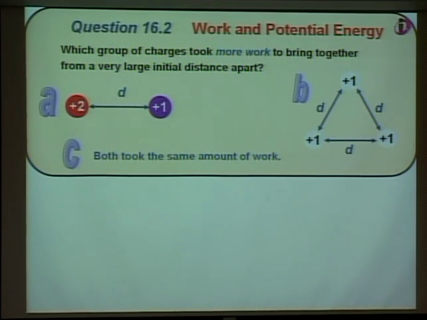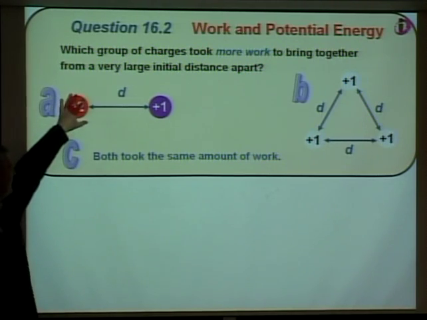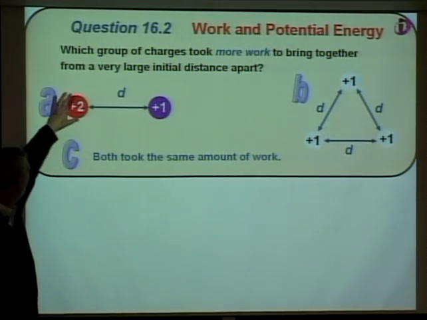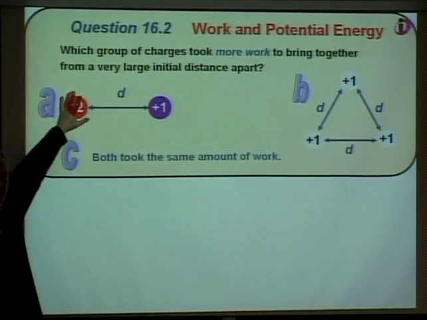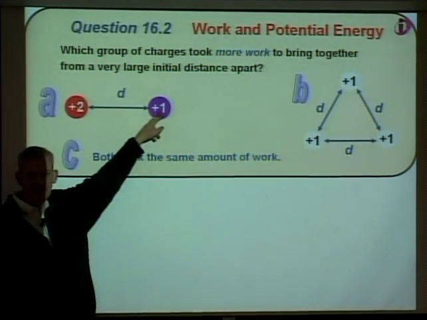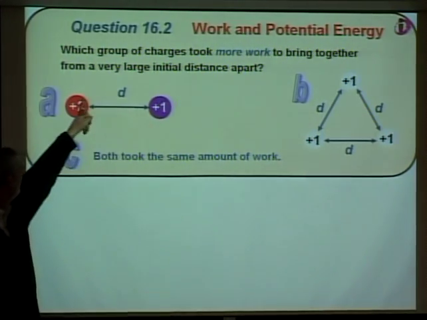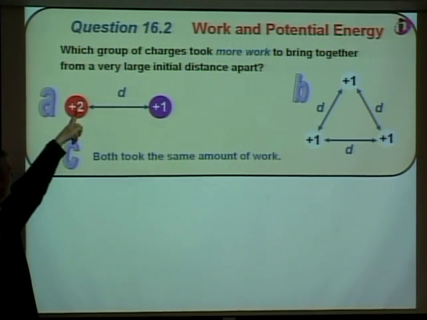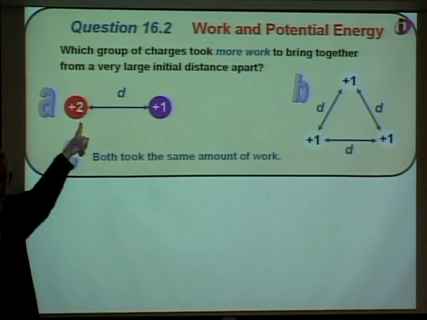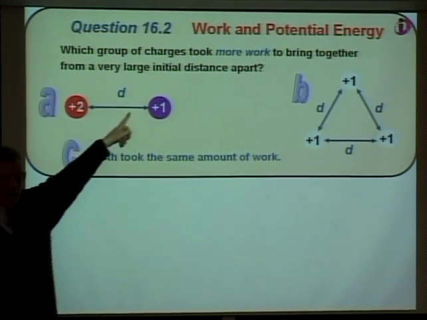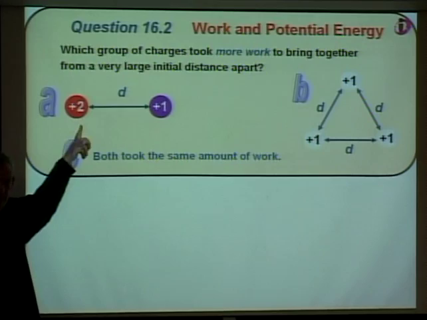Uh-oh, now you're going to say, no, it's not A, it can't be A, because he's making us think about it. We get it right, he moves on. Now look, what's the potential that's being caused around this guy right here? What's his potential out at this point D? His potential is 2 times K over D times 1, so it's 2 times K over D.